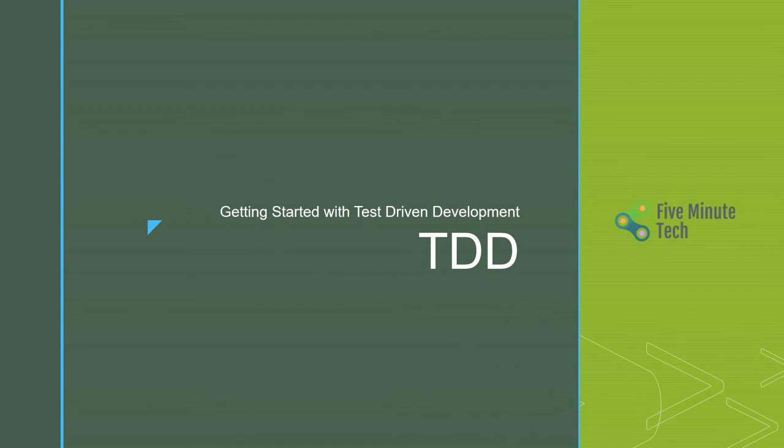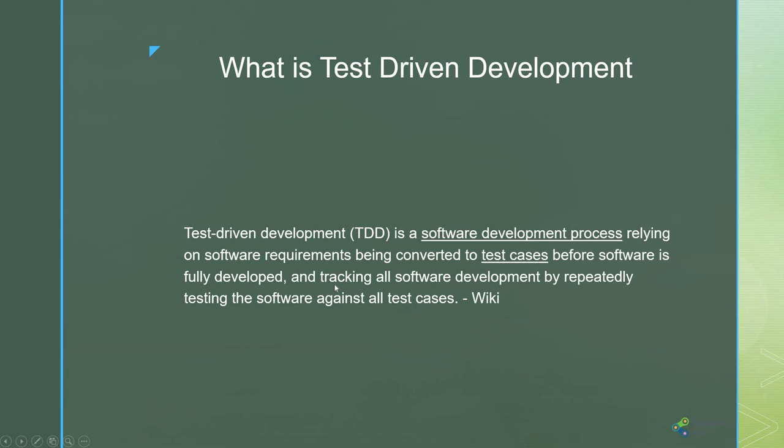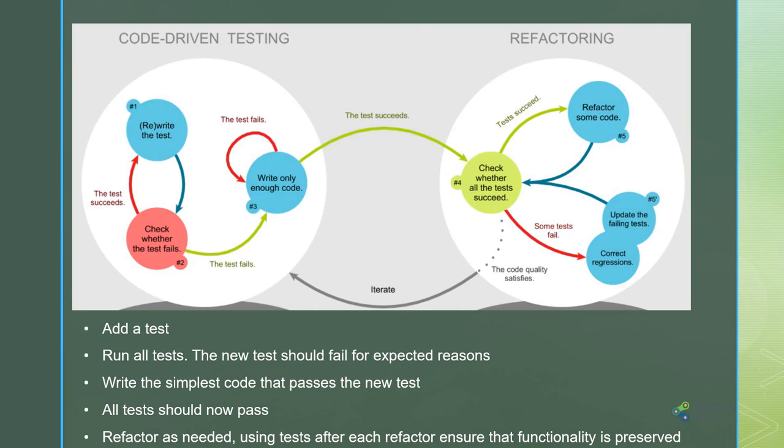Today we'll be talking about getting started with test-driven development. So what is test-driven development? Test-driven development is a software development process which relies on software requirements being converted to test cases before the software is fully developed. So what we do is code-driven testing, wherein we first write the minimal test, and the test would definitely fail because there is no code existing. So we'll write minimal code to pass that test and then check whether the test is passing.